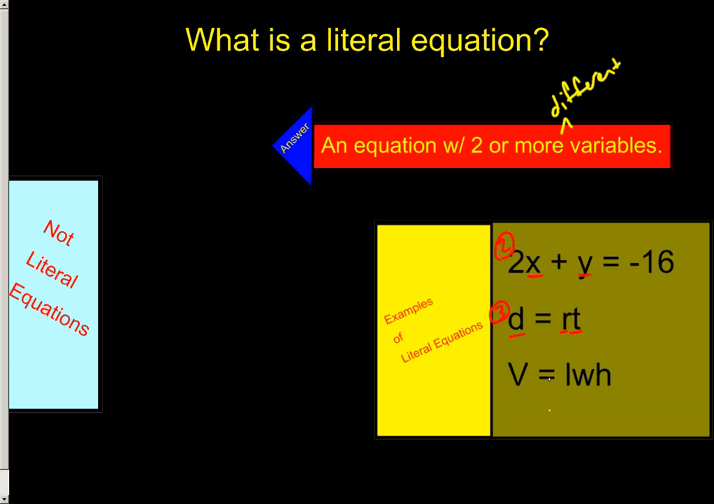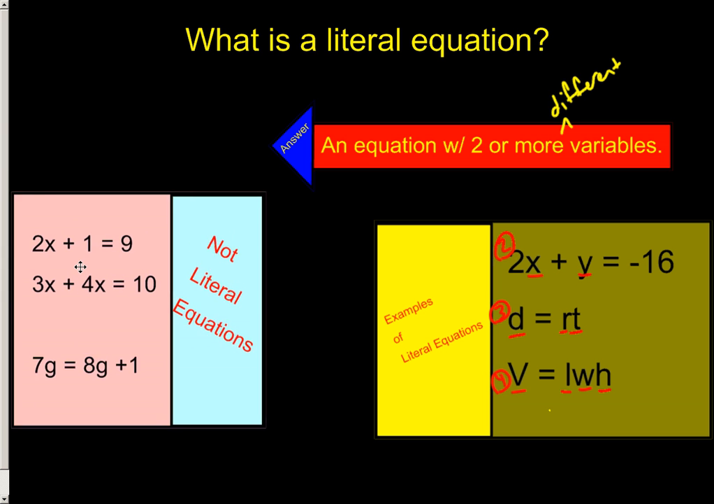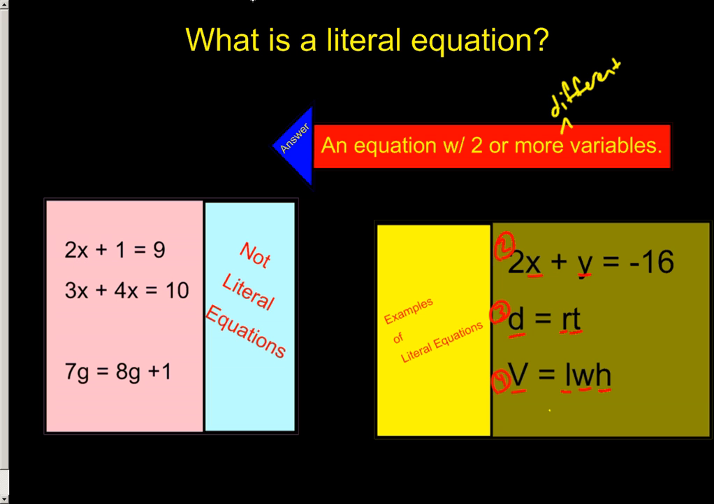And here's volume of a prism. So volume equals the length times width times height of an object. So that one actually has four different variables in there. That lines up with our definition perfectly. It's when we get into these situations that people start to wonder why.